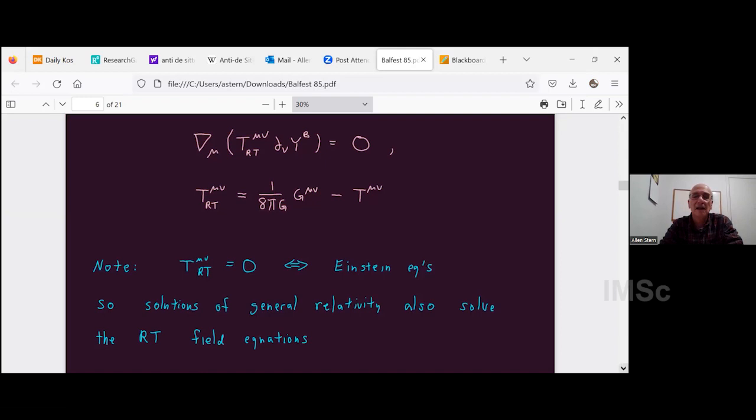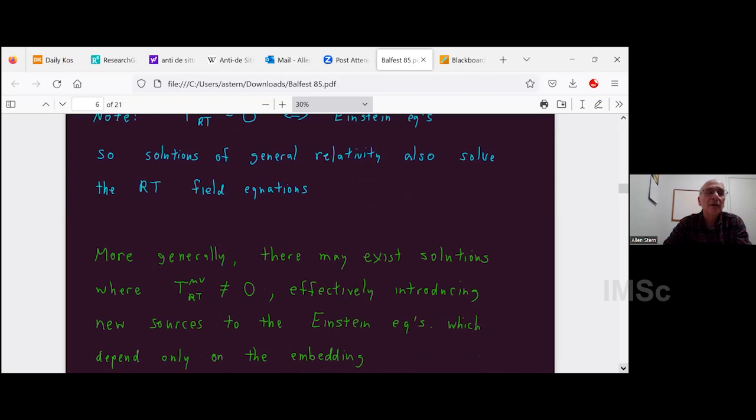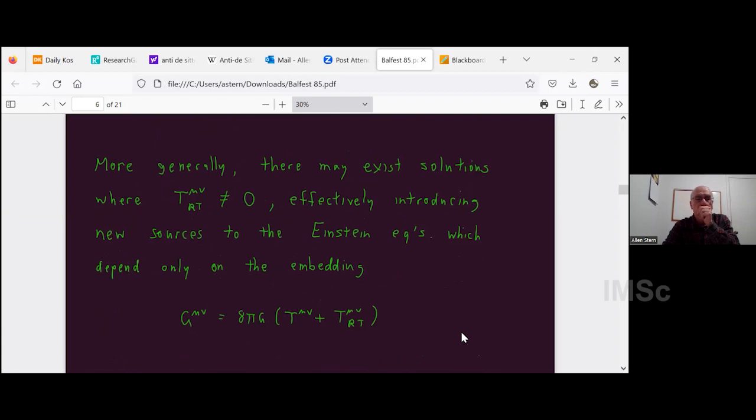More generally, there may exist solutions where this thing I defined is not zero, and that effectively introduces a new source to the Einstein equations, because from the definition of this TRT, one gets an equation like this, and this just says that this TRT is some additional source. This additional source doesn't come from the stress energy tensor, but rather it's just due to the embedding of the manifold into the background.